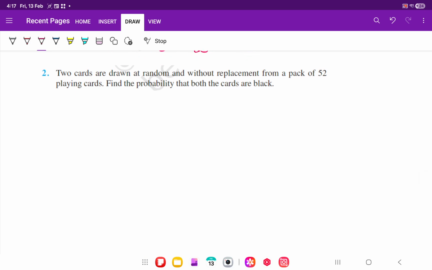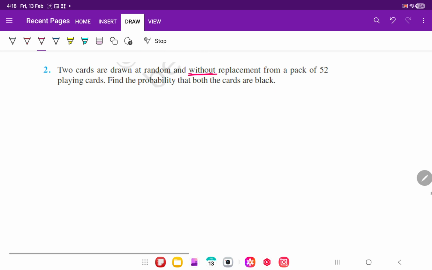Okay, next question we will do. You pause it and try it once. So here is the question. Two cards are drawn at random without replacement from a pack. So without is the keyword here. Okay? So two cards are drawn. What is the probability both are black cards? So first, the probability that the first card is black.